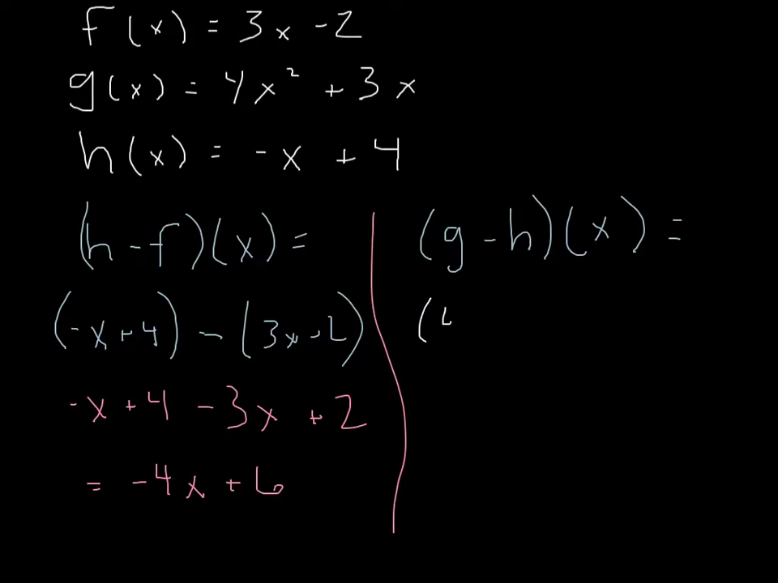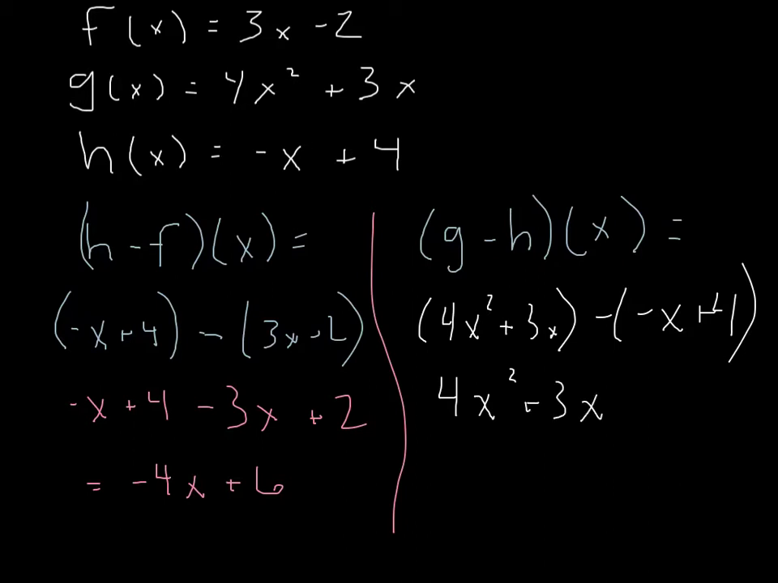Similarly, g minus h of x. Make sure that you distribute that minus sign in front of the second set of parentheses, so that becomes plus x and minus 4, and my final answer, 4x squared plus 4x minus 4.